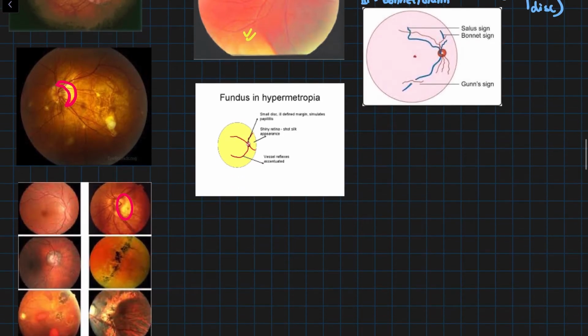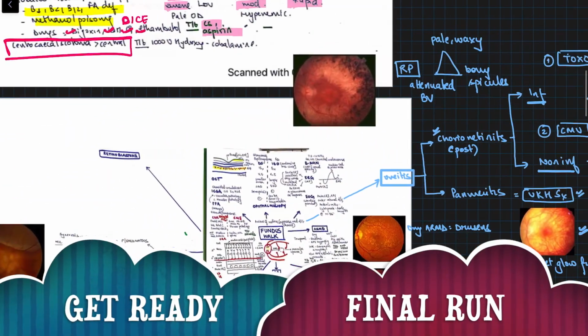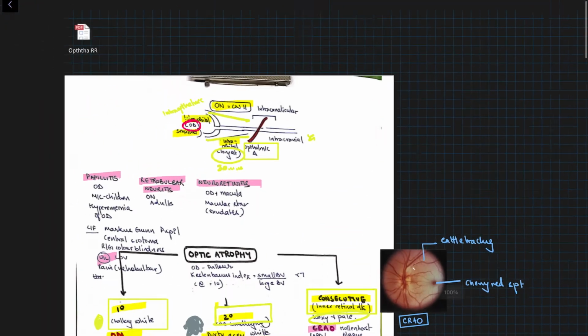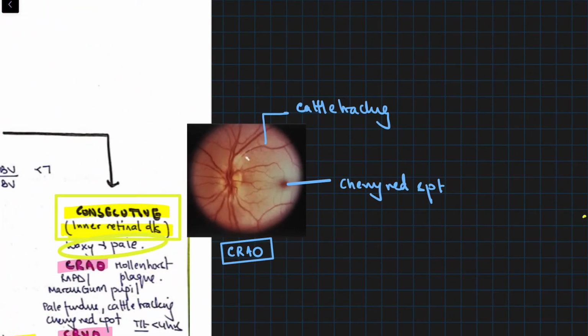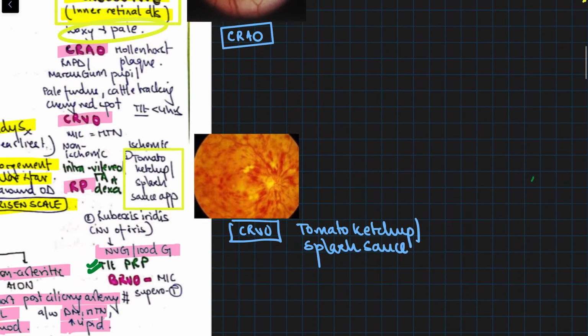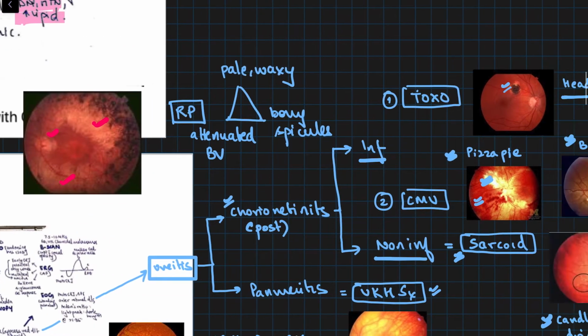That's all for the images. I think we have done quite a lot of fundal images. Let us quickly look at them once again to have a final revision, right? So CRAO will have cattle trucking and a cherry red spot. CRVO will have a tomato ketchup or a splash sauce appearance. Retinitis pigmentosa will have a triad of pale waxy disc due to consecutive optic atrophy, bony spicules, and attenuated blood vessels.